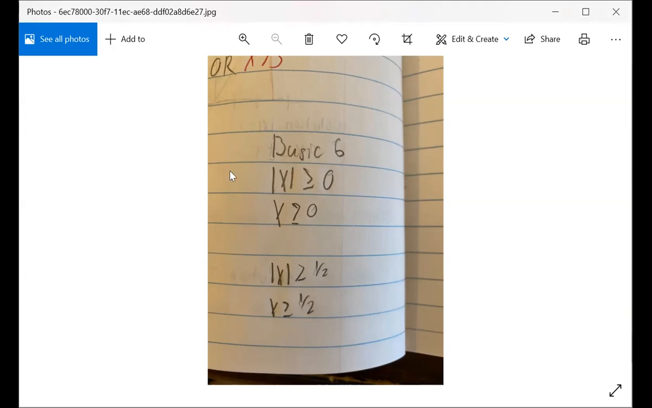Okay, let's look at basic 6. The absolute value of x is greater than or equal to 0. What are the input? The input is going to be greater than or equal to 0. The second question, the absolute value of x is greater than or equal to half, and the input is going to be greater than or equal to half. Both are wrong. What's wrong?